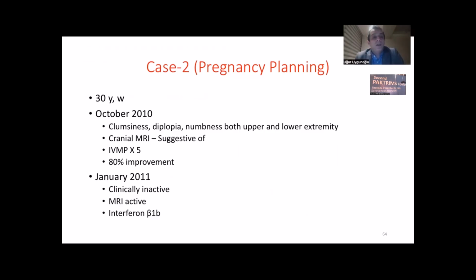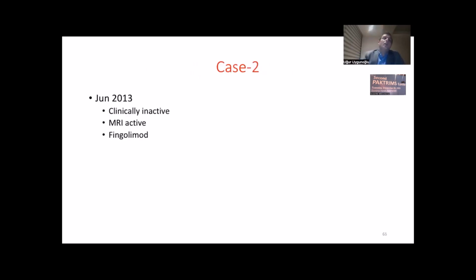A 30-year-old woman presented with clumsiness, diplopia, and numbness of both upper and lower extremities. Cranial MRI was suggestive of multiple sclerosis. She was treated in another center with IV methylprednisolone for 5 days, and 80% improvement was obtained after the treatment. 3 months later, a new MRI was performed and a new lesion was detected. So the first-line treatment was started at that time, 2011.